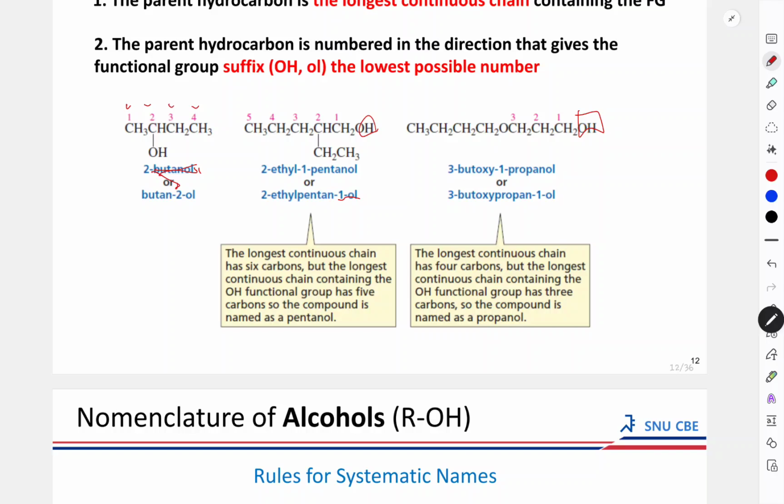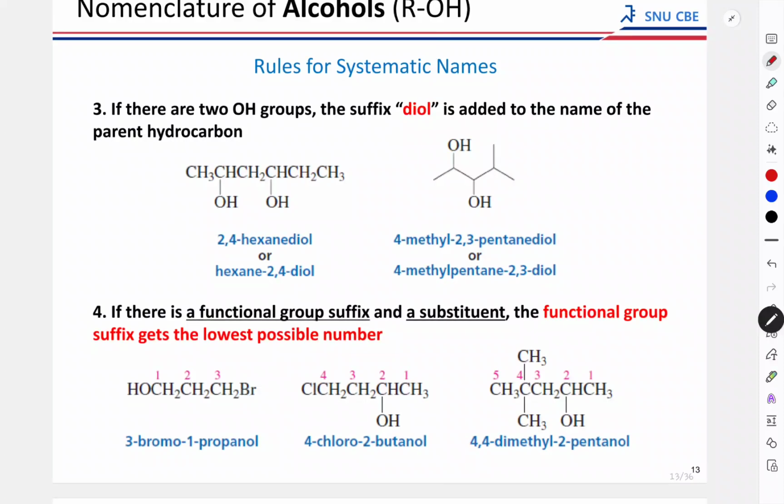Rule number 3: if there are 2 OH groups, then you should use the suffix diol, which should be added to the name of the parent hydrocarbon. For instance, you have this species with 2 alcohols at the 2 and 4 positions. That's why you can call this 2,4-hexanediol, or you can put the 2,4 in between the hexane and diol as well, as we discussed in the previous slide.